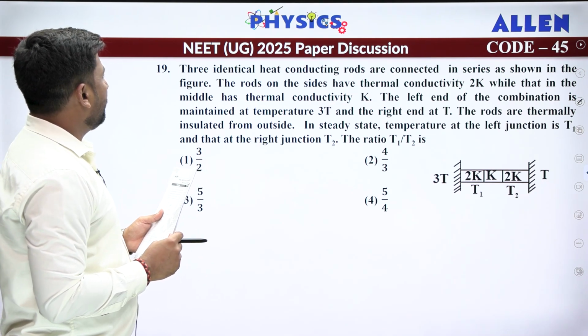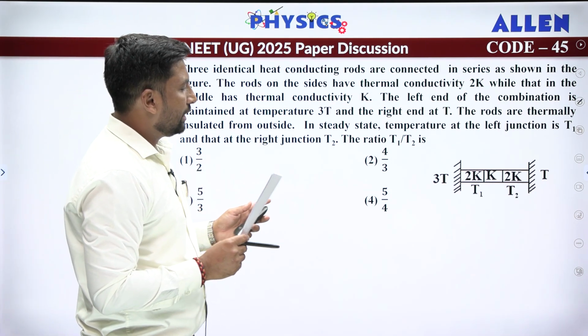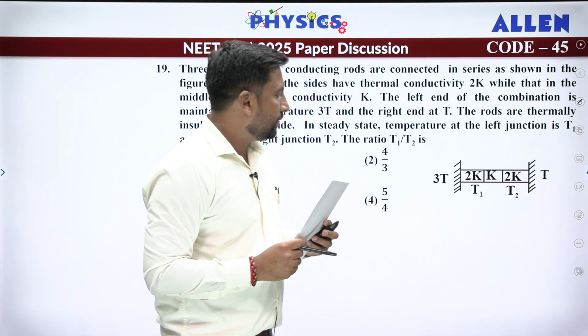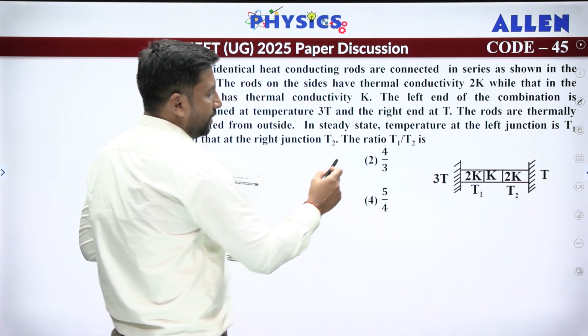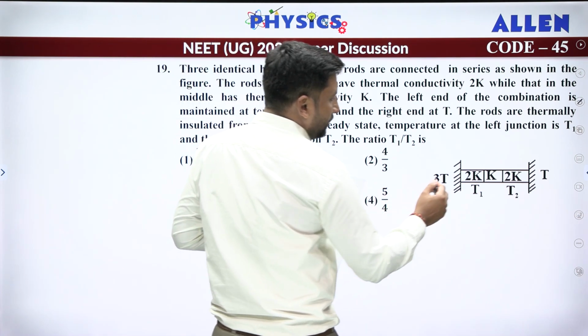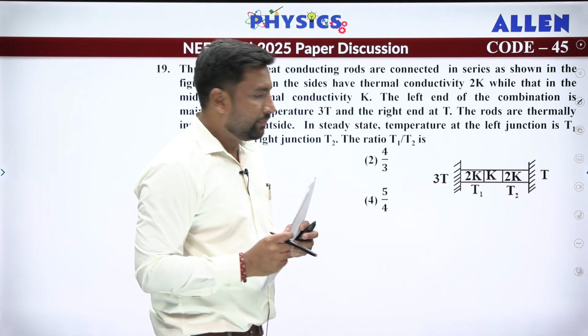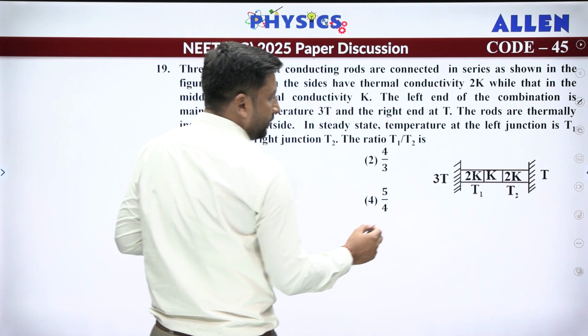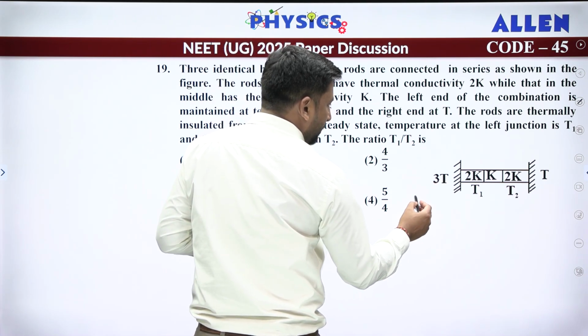Now this is a question. We have 3 identical rods connected here and their thermal conductivity is given. We have to find the ratio of T1 and T2. So 2 equations we have to solve. We know that thermal current in each will be same. So what we will write in the first equation? Here we can say area is same.